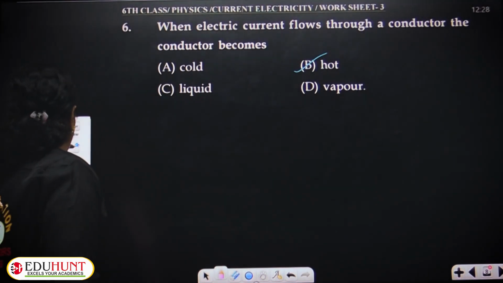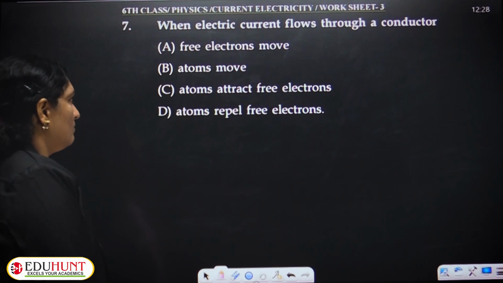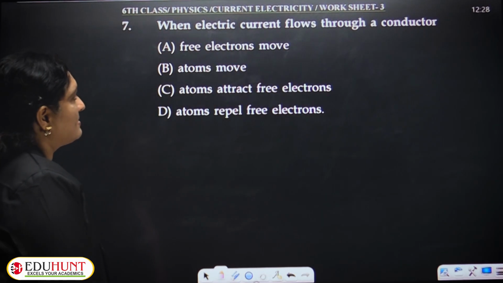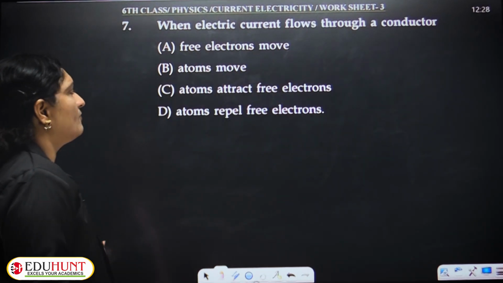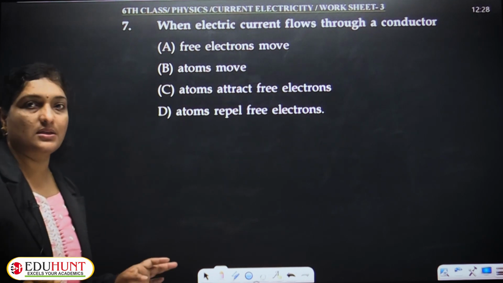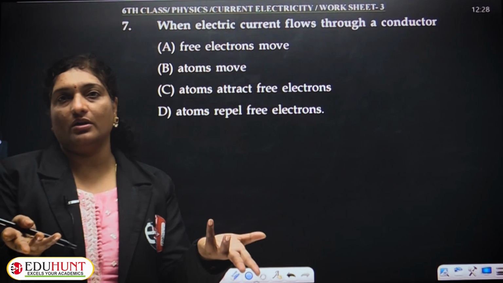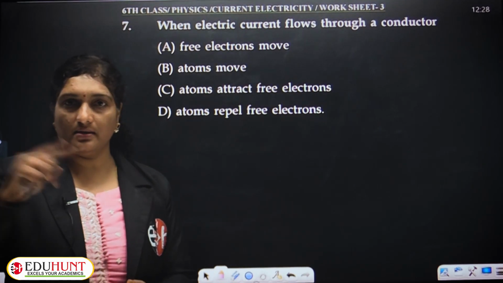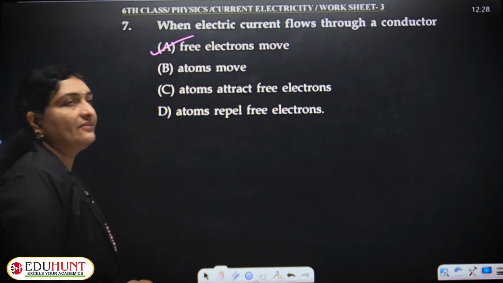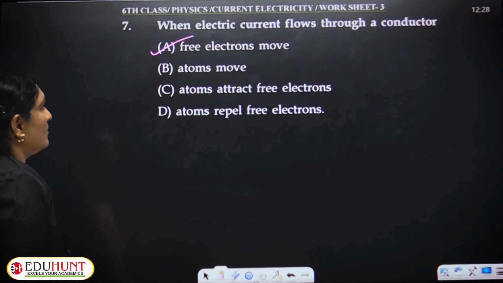Well, the next question, when electric current flows through a conductor, what happens? Free electrons move. Electric current flows through a conductor means of course free electrons start moving. Atoms will never move. So, more electrons flowing means more current is produced. Hence, because of the increase in free electrons moving, more electric current is produced.